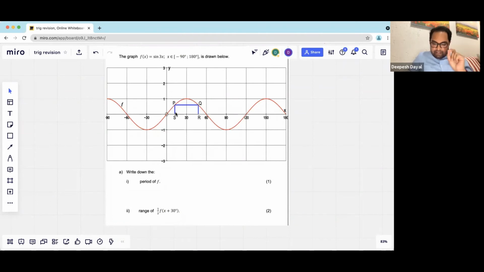The graph of f(x) equals sine 3x, right? Remember we did that whole thing with A, B, C, D, and I showed you how everything moves. Write down the period of f. What is the period of f? The ordinary period for the sine is 360, but we've got sine 3x, so something changes. What is it?